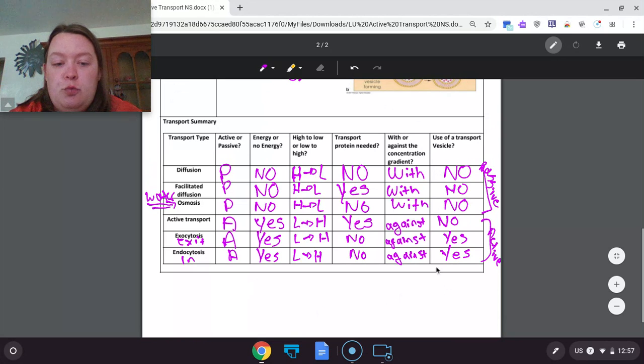So that is your transport summary. There's going to be some more practice on Canvas to finish up this unit.